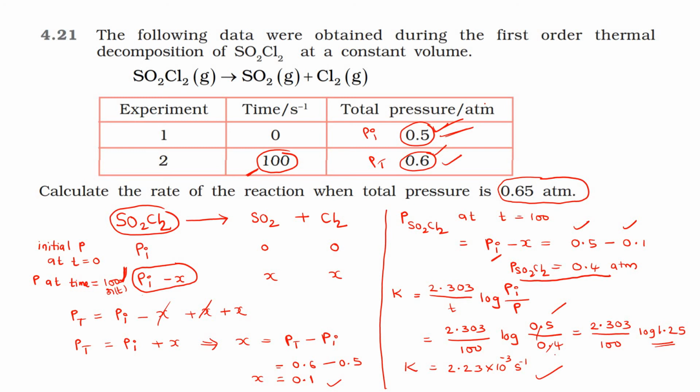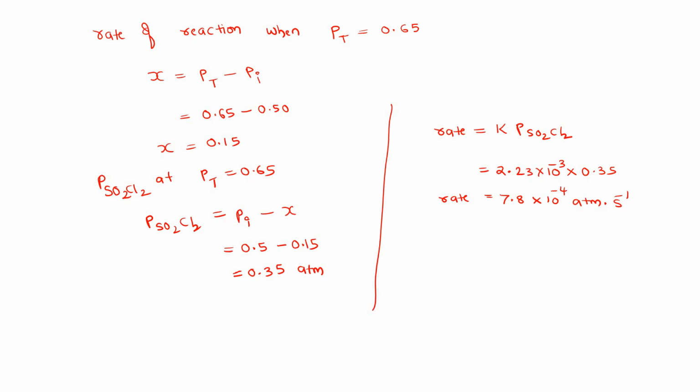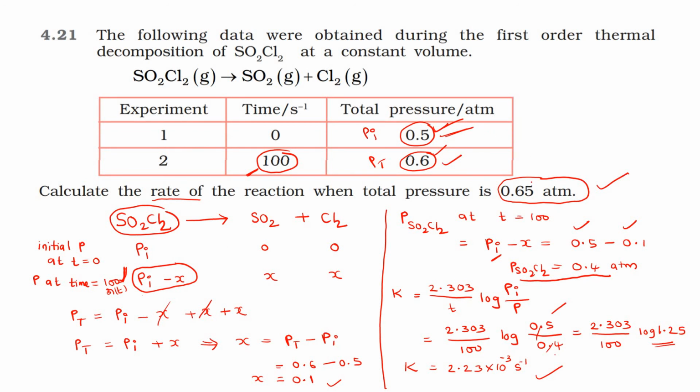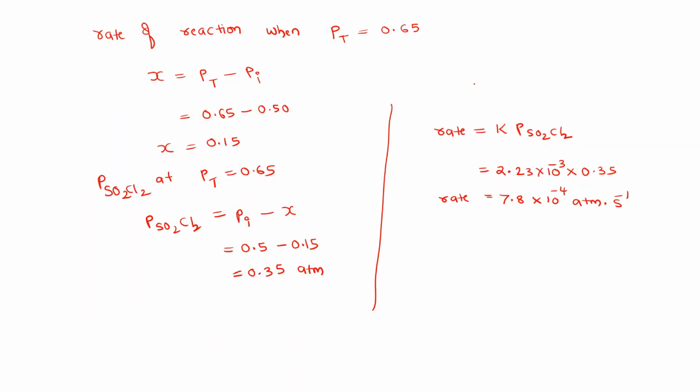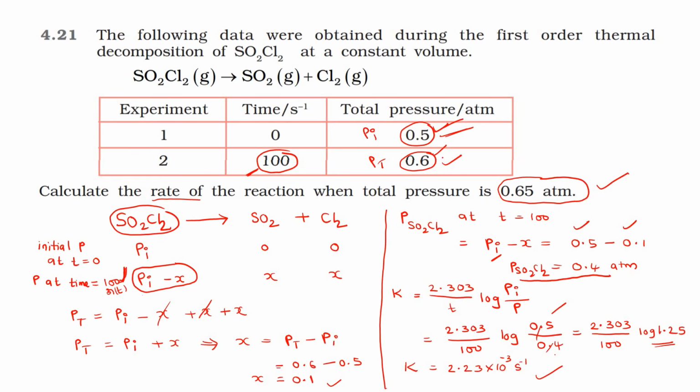But they are not asking the rate constant. What they are asking is the rate of the reaction. They are asking the rate of the reaction when total pressure is 0.65 atmosphere. So I will calculate the rate of the reaction. Now when they're asking the rate of the reaction at total pressure equal to 0.65, I am not taking this 0.6. I'm taking total pressure equal to 0.65.